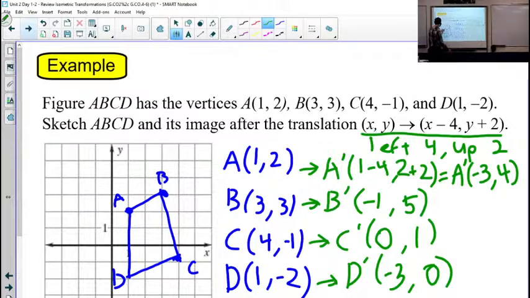Take A, move it to the left 1, 2, 3, 4, and up 1, 2. Here's A prime. Take B, move it to the left 1, 2, 3, 4, and up 1, 2. Here's B prime. Take C, move it to the left 1, 2, 3, 4, and up 1, 2. Here's C prime. Take D, move it to the left 1, 2, 3, 4, and up 1, 2. Here's D prime.